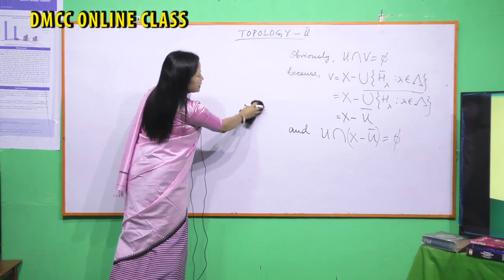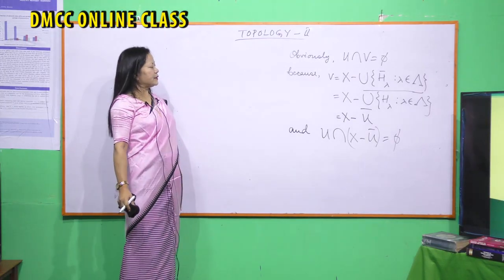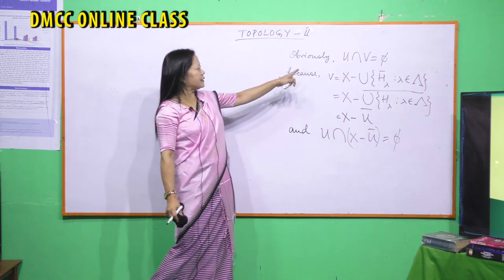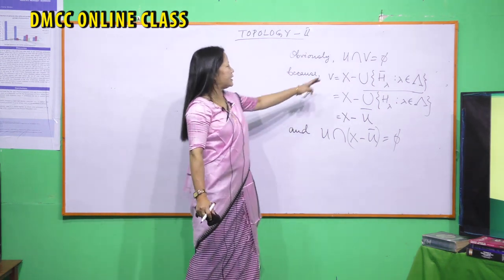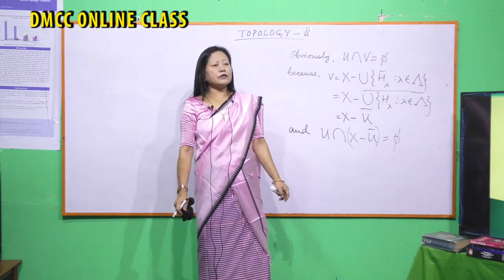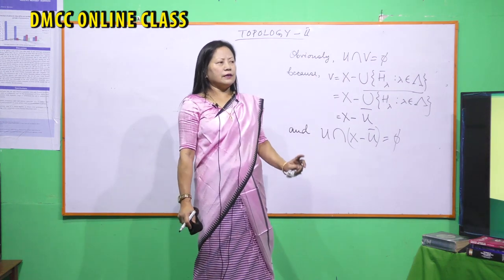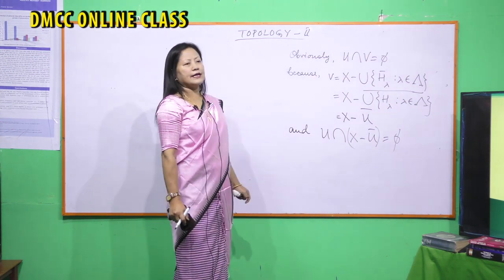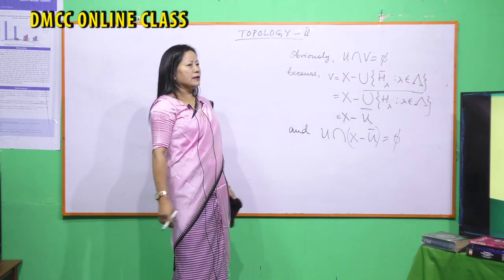So we have already found an open set V such that U and V are disjoint, that means they have no element in common. So in order to complete the proof, all we have to do now is to prove that F star is a subset of V.